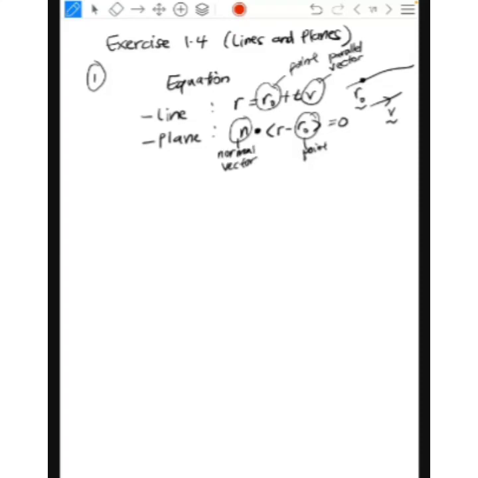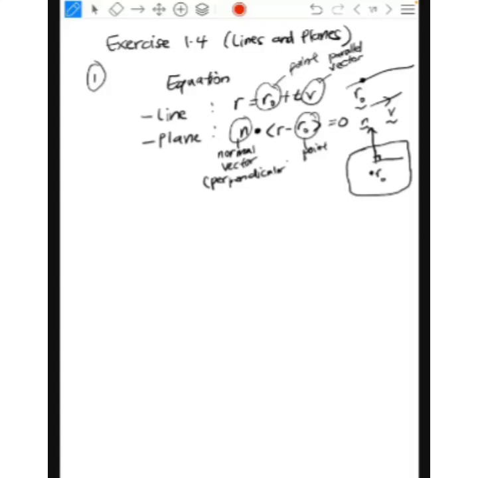So let's say if you have a plane like this, this is your plane. This is your point r naught on the plane, and this is the vector which is 90 degrees to your plane. That is what we call normal, or perpendicular, or 90 degrees, or orthogonal. Ni semua benda sama je.